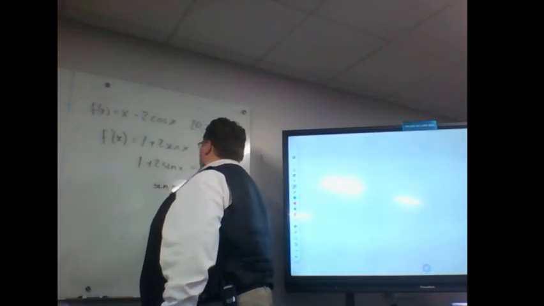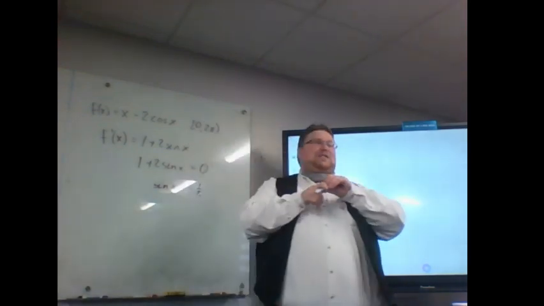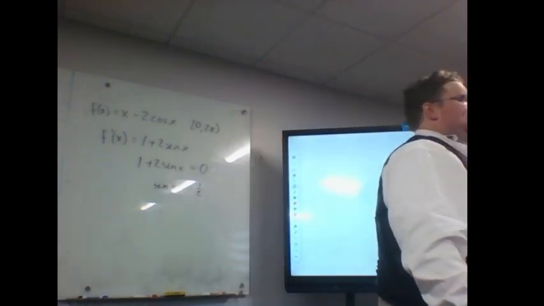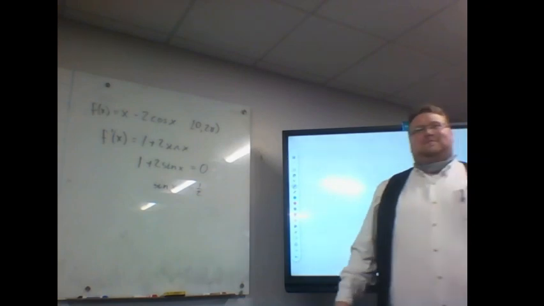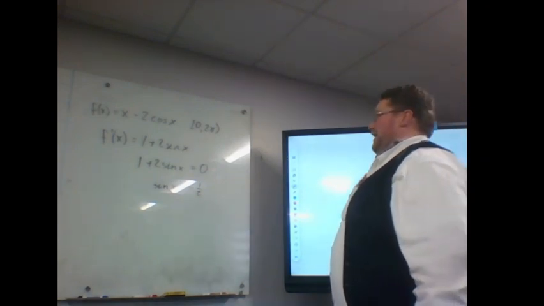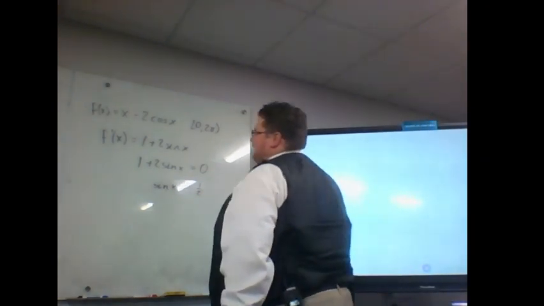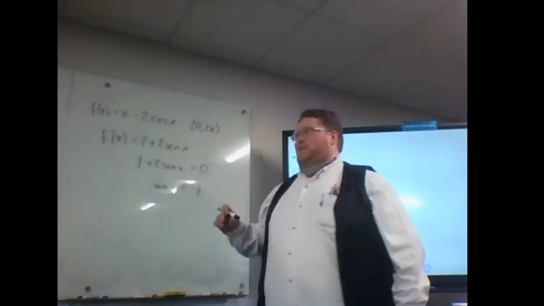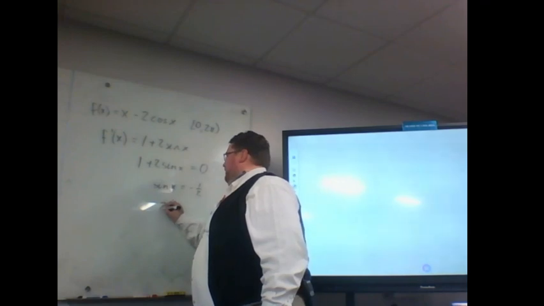And here, unit circle memorization is very important. Dealing with the interval between 0 and 2 pi, let's find our critical values. Where is sine equal to negative 1/2? 7 pi over 6 and 11 pi over 6.